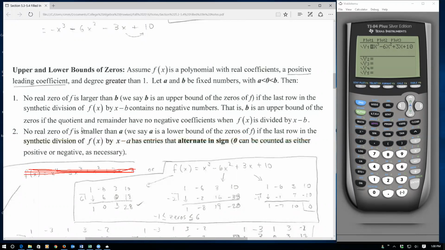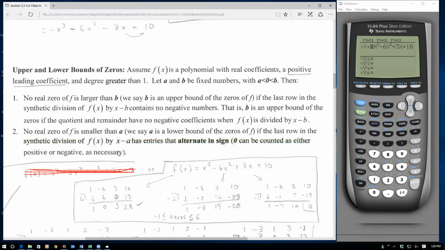Now we're going to be looking for a lower bound. No real zero of f is smaller than a, so a would be a lower bound on the zeros if the last row in synthetic division of that function by that factor has entries that alternate in sign. Now notice that zero can be used as either a positive or negative number as necessary. If we want it to be positive, it can be positive. If we want it to be negative, it can be negative.